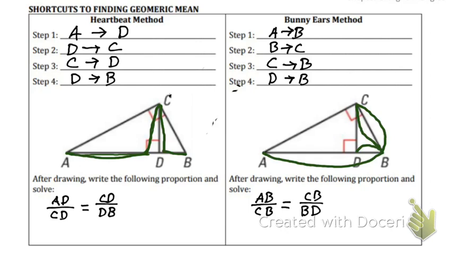You do need to know these methods. Whether you remember the names, heartbeat and bunny ear, I don't care. It helps me remember them. But you do have to know these methods because it's going to make your life a whole lot easier than having to draw similar triangles. Otherwise, you have to go back to your similar triangle section and relearn all that stuff for the test, because we are going to have problems like this on there.